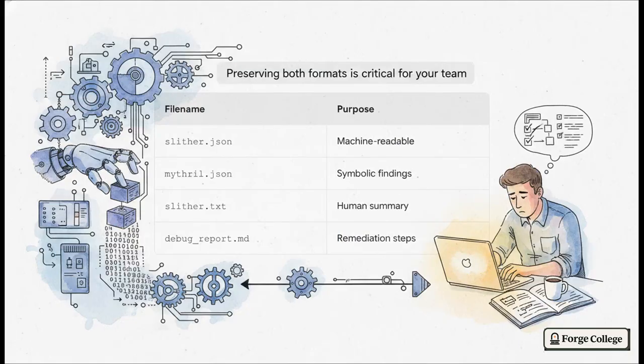To give you a better idea, here's what those artifacts look like in practice. Notice that we preserve machine-readable files, like results/slither.json and mythril.json. Those are absolutely perfect for automated aggregators or future triage scripts. But we also preserve human-readable files, like slither.txt for a really quick scan inside the CI user interface, and debug_report.md, which outlines human-oriented remediation steps. Preserving both formats is critical. Your automated tools need that JSON to track data over time, for sure. But a tired developer reviewing a pull request at 6 p.m. desperately needs that markdown debug report to just quickly understand what failed and how to fix it.